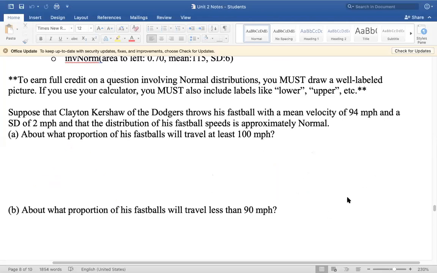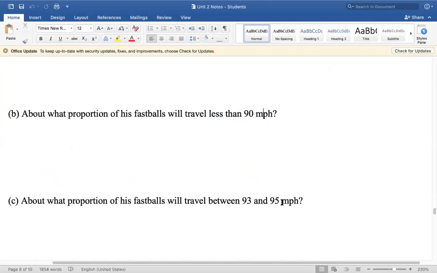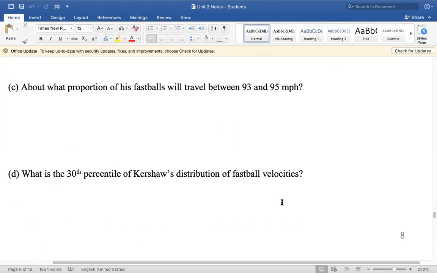Number 2, you guys can practice on your own. I'm going to leave that one for you guys. It's the exact same thing, but just again, read the question. We're going less than 90. So here your upper bound would be 90. Your lower bound would be some arbitrary small number. I'll do C and I'll do D.